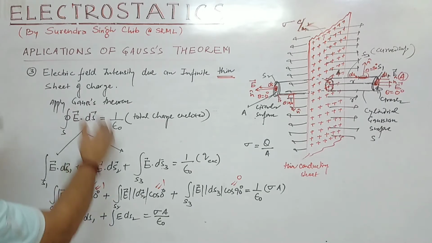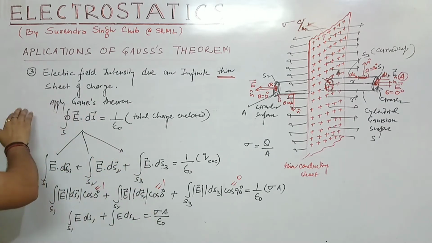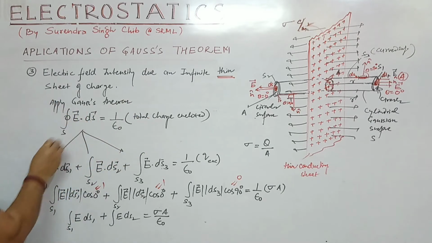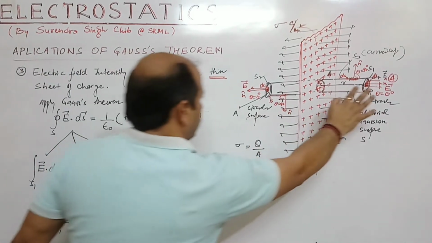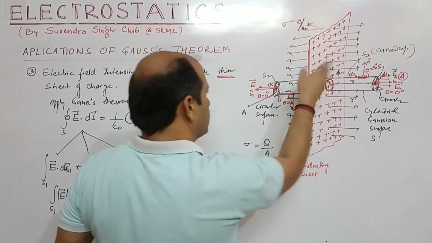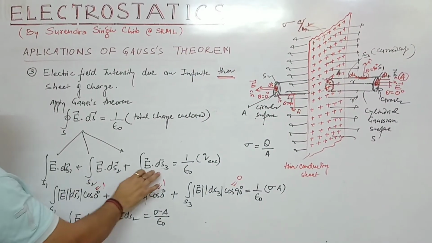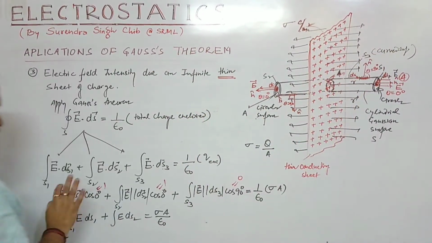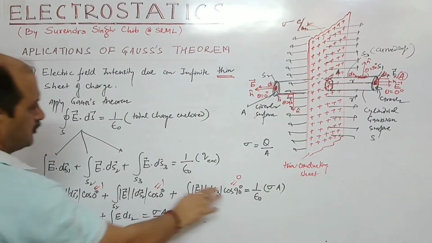So before I rub it, see once again. Apply Gaussian theorem. This is the Gaussian theorem. Divide the surface into three surfaces. We have one surface here, second surface here, third is the curved surface. Here theta is 0, theta is 0, theta is 90.